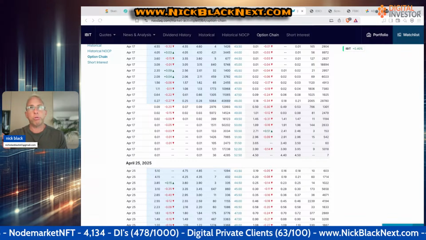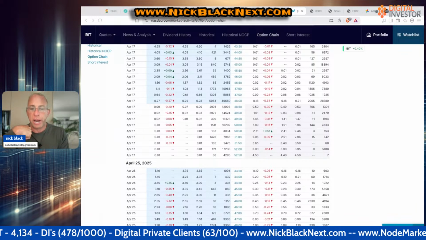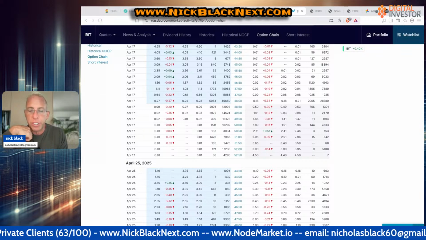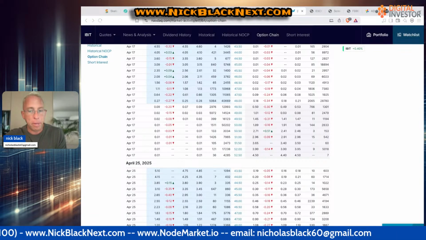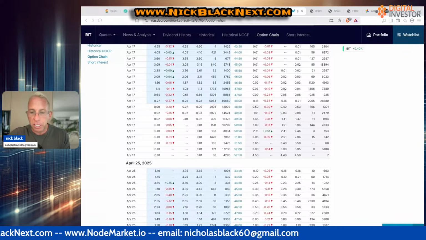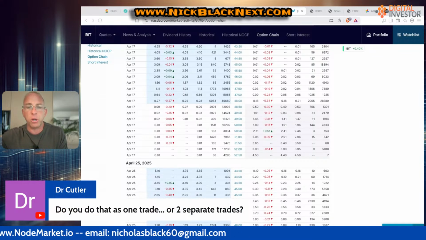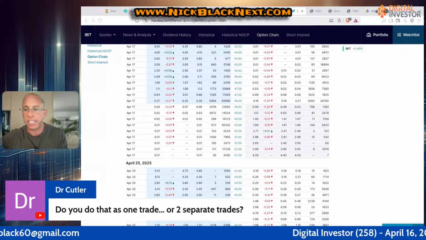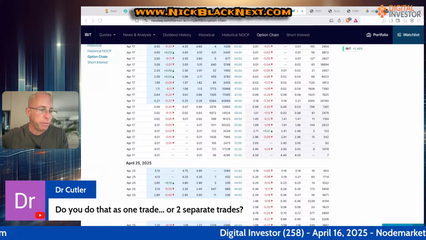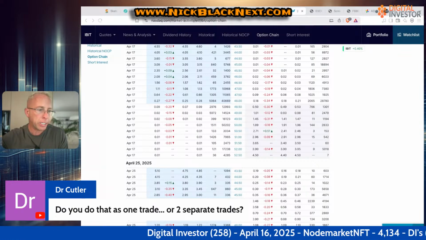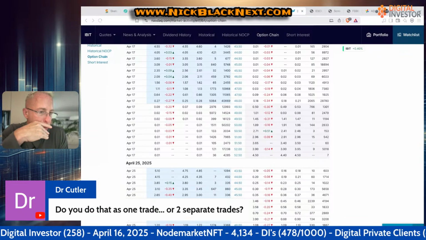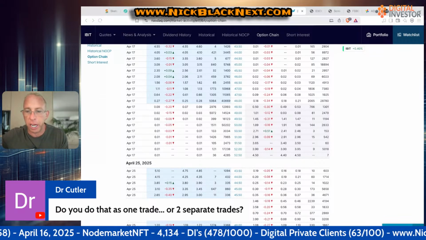So let's walk through exactly how we do it. I use E-Trade. For those of you using different platforms, it should look the same, but it might not. And Cutler, this is handled as a single trade. This is one single trade. That's how it works. I may be able to show you that the trade is actually open right now.